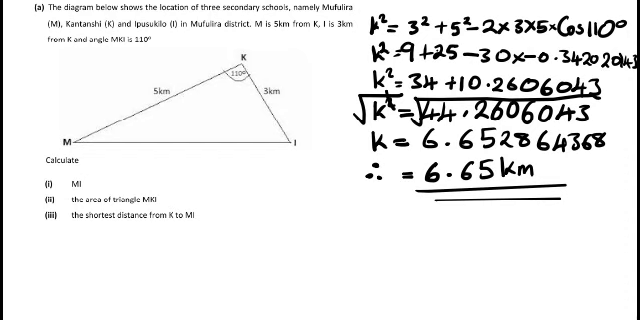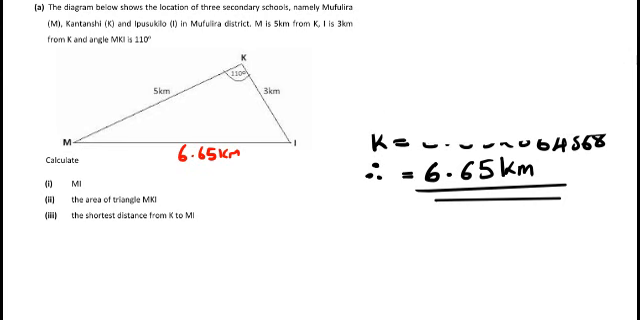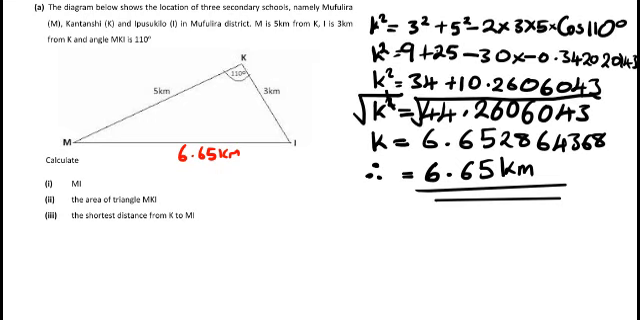Now for the area of the triangle, here we have found 6.65 kilometers like that. They want us to find the area of the triangle. Remember the formula that we are using in order for us to come up with the area: area is equal to 1 over 2 BC sine A.